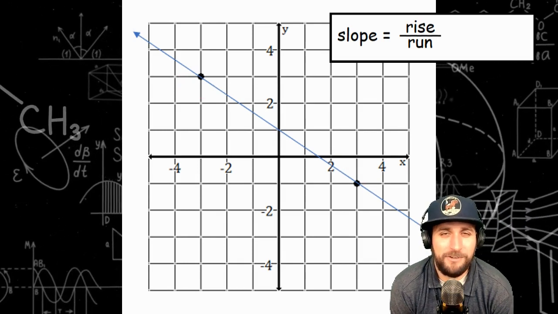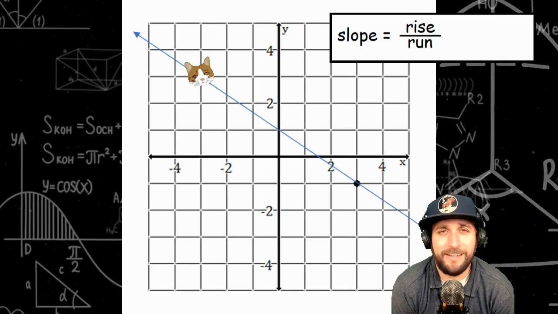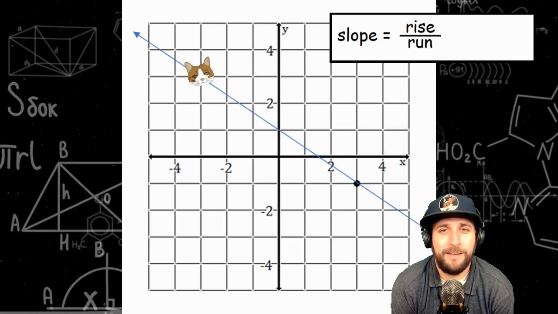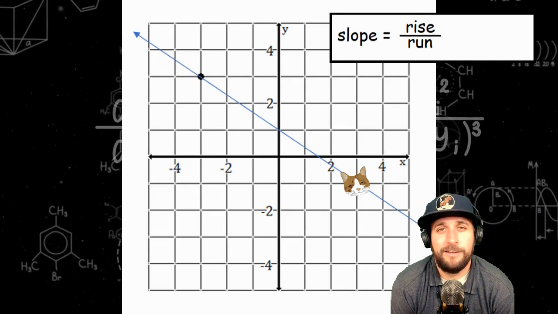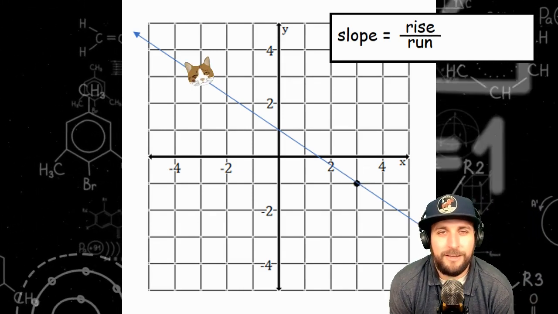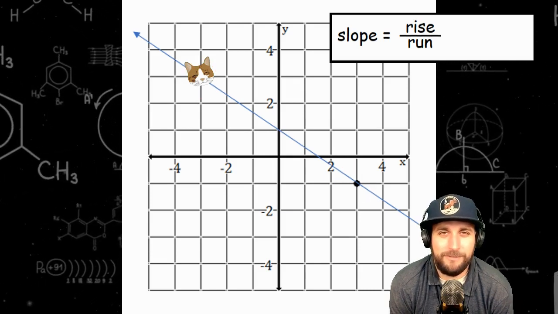I like to start on my leftmost point. You don't have to though. I'll show you later that it doesn't matter which way you do it. You'll get the same answer either way. But we're going to start here and try and get there. So I like to do my rise first. So to get from that point to that point, how far do I have to go up or down?